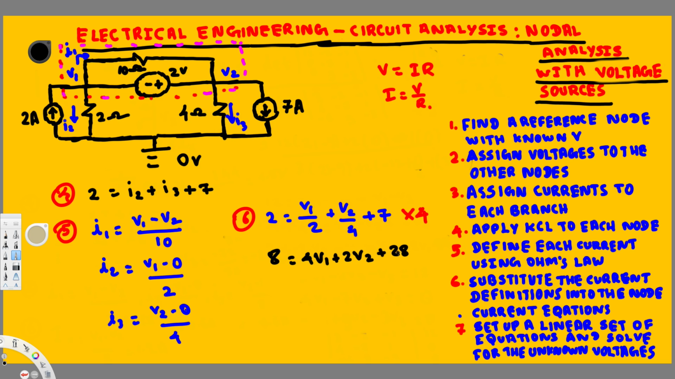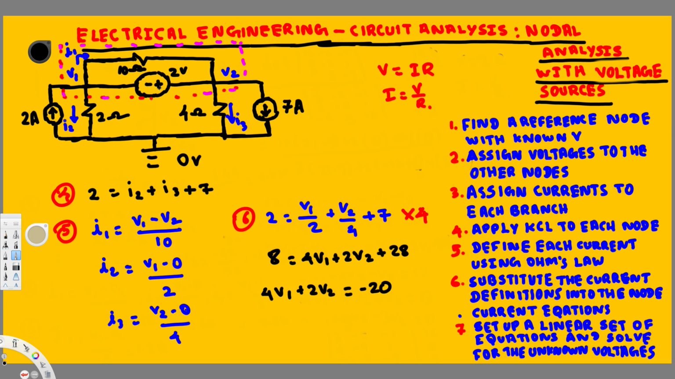Now let's rearrange this one. So here we are going to have 4v1 plus 2v2. I bring the numbers to the other side, so 28. If I bring the 28 to the other side of the equation, that's going to be minus 28 plus 8, that's going to be equal to minus 20. Now we have a good equation.